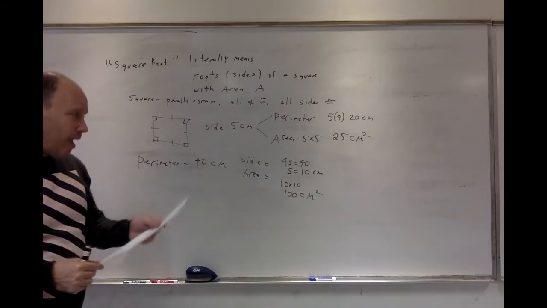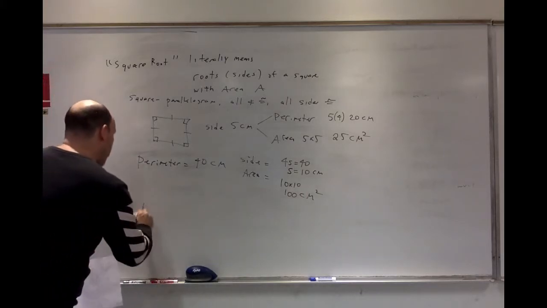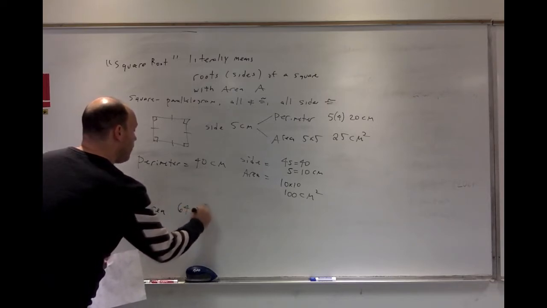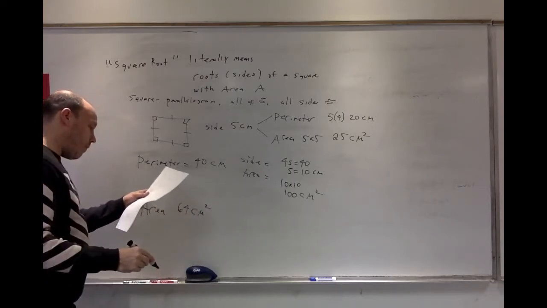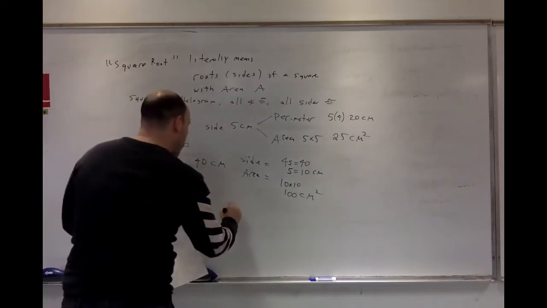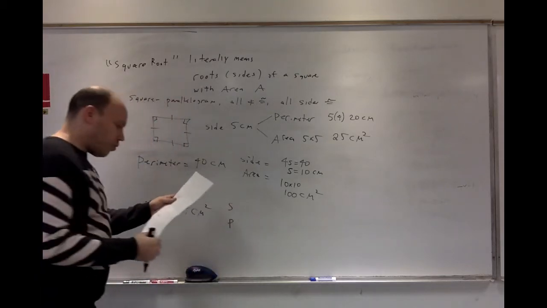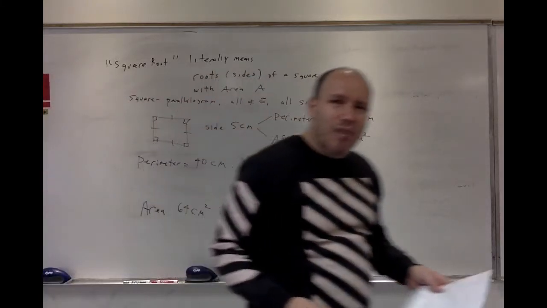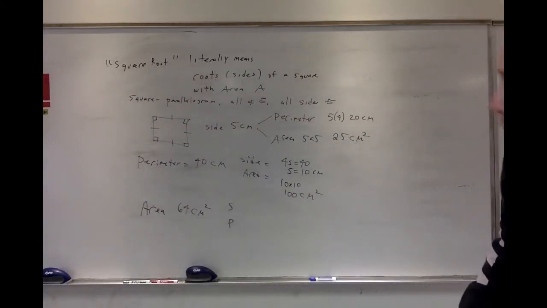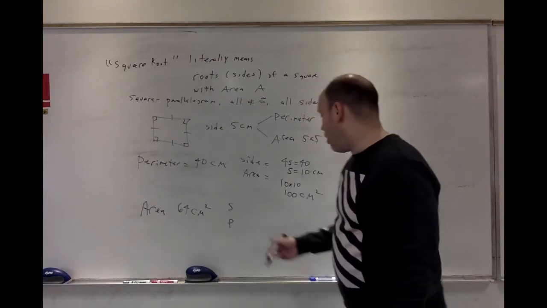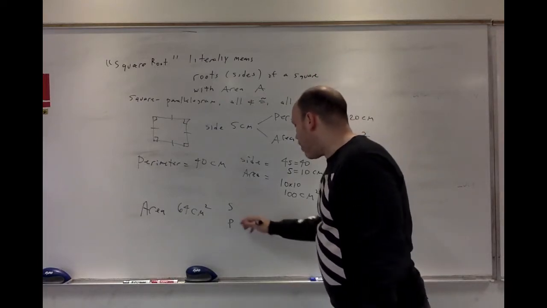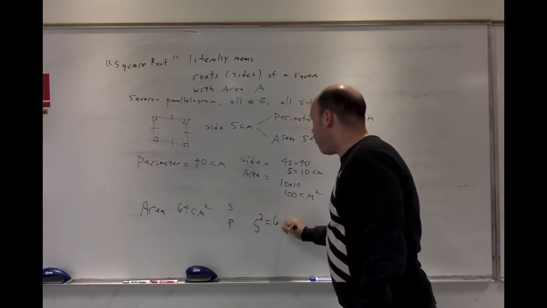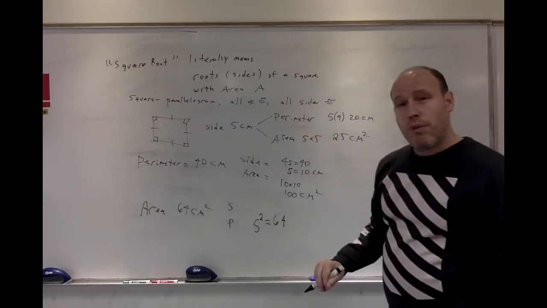Now, the last thing is, I might say to you, if the area is 64 centimeters squared, find the side and the perimeter. And this is where this idea comes in. How are we going to figure that out? Well, we can set up an equation. We can say side times side, or side squared, equals 64. Okay, well, this is interesting.